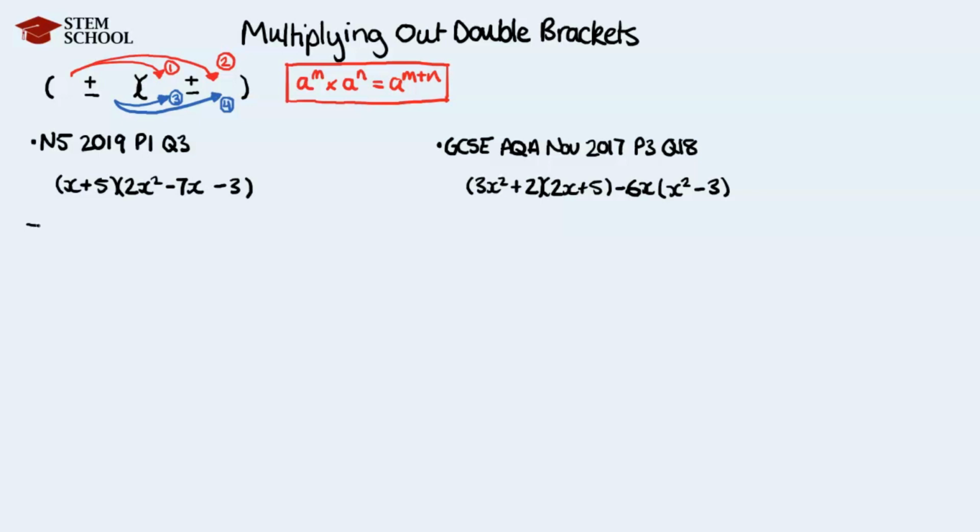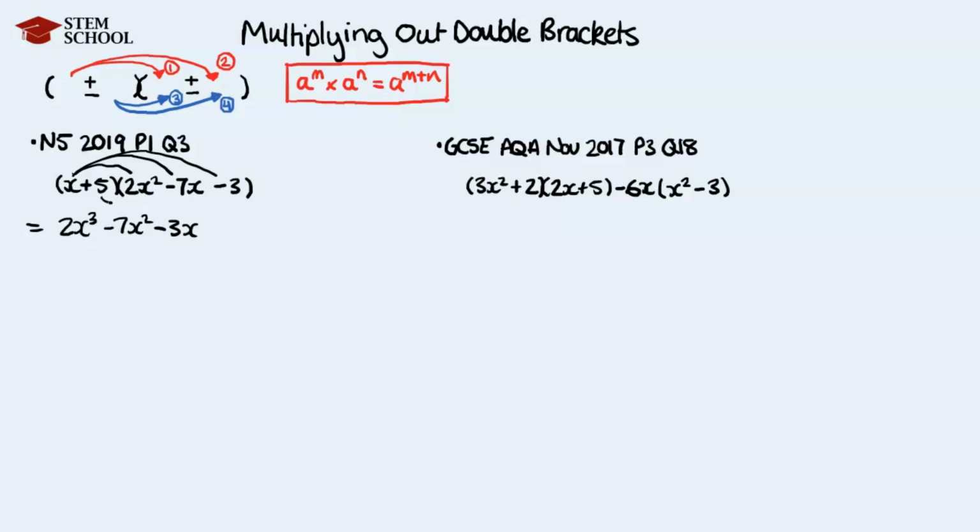So what we have is x times 2x squared, and that will be 2x cubed. Using the rules of indices as before, we have 2 plus 1. Then you have x times negative 7x, so that will be minus 7x squared. And then you have x times negative 3. So what does that come out as? That will be minus 3x. Okay, now we move on to the bottom.